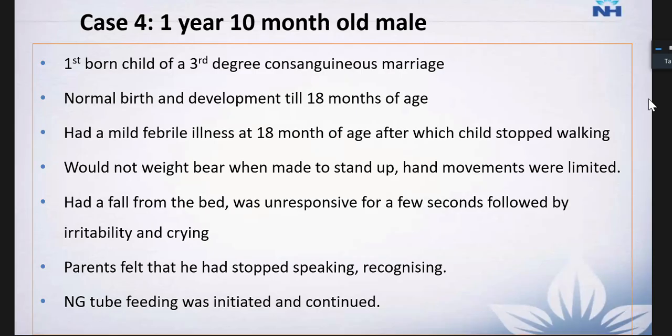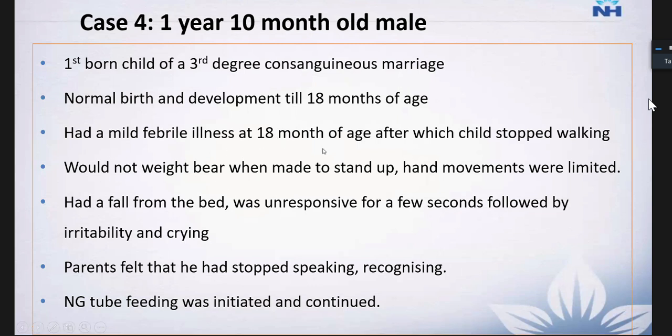So now let's move on to the next case. Here is a 1 year, 10-month-old child. Again, there was a history of consanguineous marriage, and again the birth was normal. Birth and development were normal till 18 months of age.